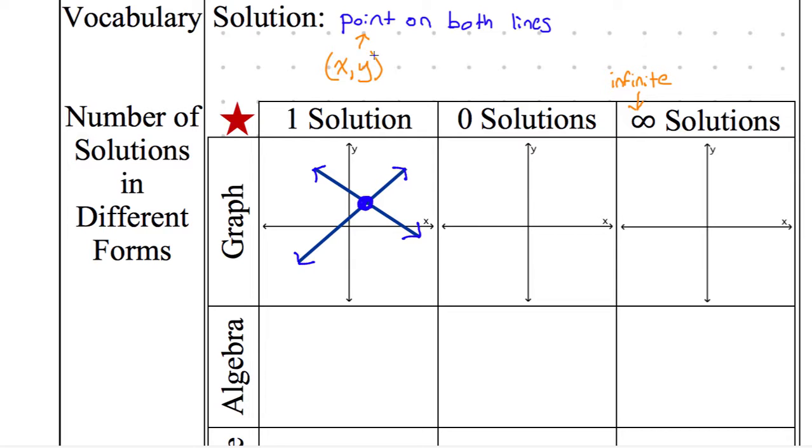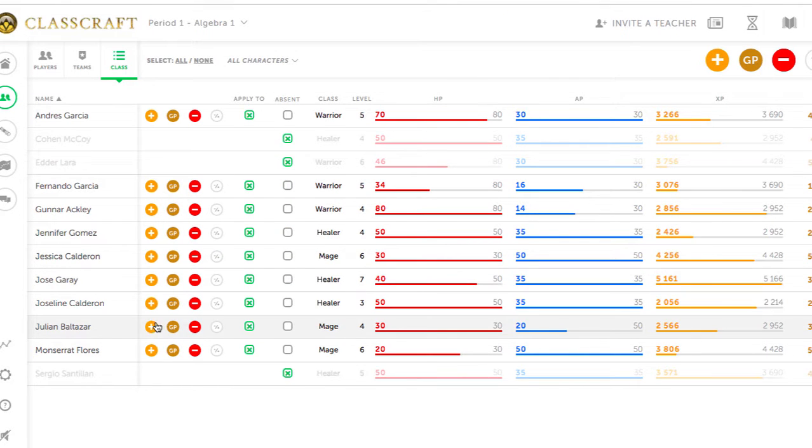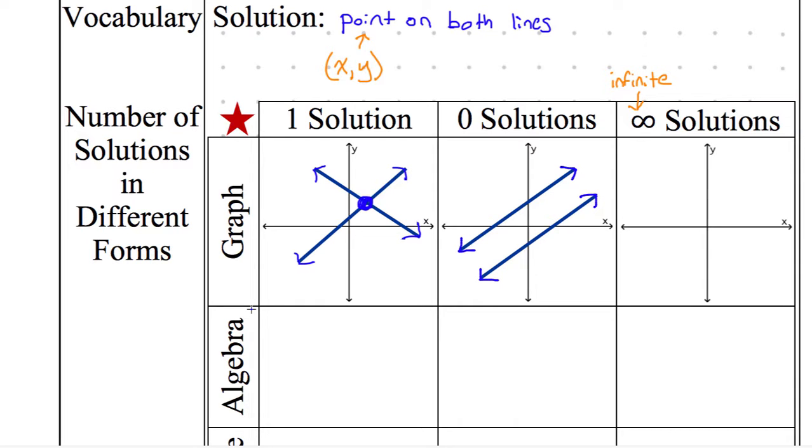That matches Fernando's definition. How could we have zero solutions? Quiet raised hand. How could we have zero solutions on a graph? Julian. If they don't cross. So what would they look like? Can you do it with your hands? Ah, so the lines are parallel. They never cross. So go ahead and make parallel lines that never cross, just like Julian's hands. I'm going to do mine like that. You don't have to make yours exactly like mine, but you have to have two parallel lines. Those lines will never cross. They have the same distance in between them. Thank you, Julian. You can turn your card.